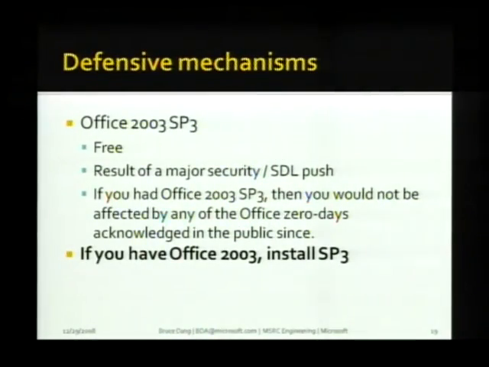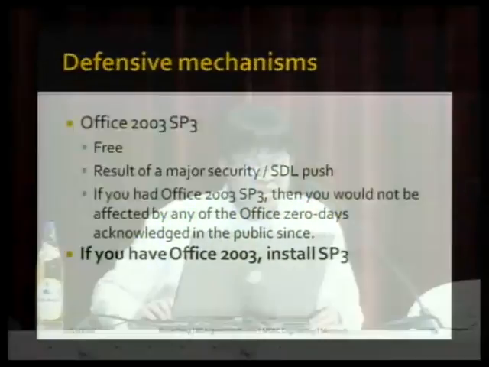The other option is if you have Office 2003, just install Service Pack 3, which was released in December or something like that. It's free, and basically SP3 is the result of a major security push. We fixed a lot of bugs there. And one fact is, if you have Office 2003 SP3, then you would not be vulnerable to any of the quote-unquote zero-day exploits that were acknowledged in the public. In fact, I've never seen one that affects Office 2003 SP3. We have seen bugs that affect 2K3 SP3, but I haven't seen real exploits that work on it. So if you have Office 2003, just install SP3.